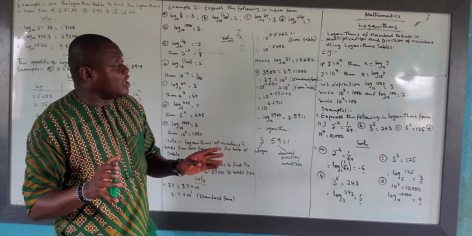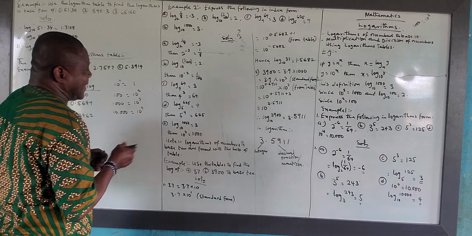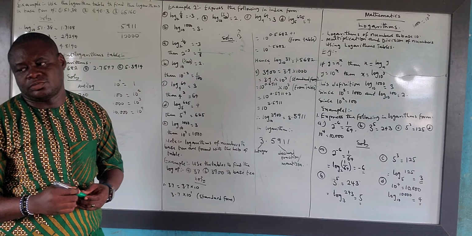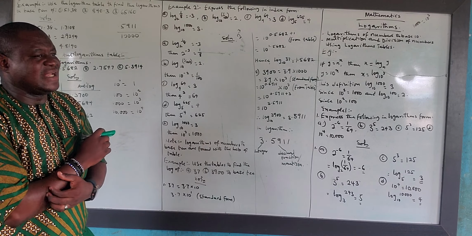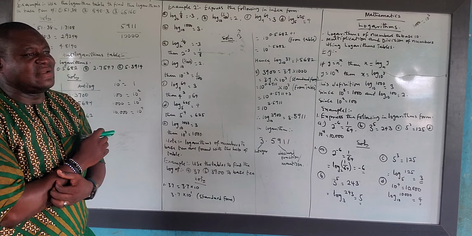Because we can easily take them as 5, we have point 5911. After the decimal point, how many numbers can we count? 1, 2, 3, 4. That is why they are categorized as decimal fraction. Is that clear? If we don't call them decimal fraction, we call them by their Greek name, which is known as mantissa.